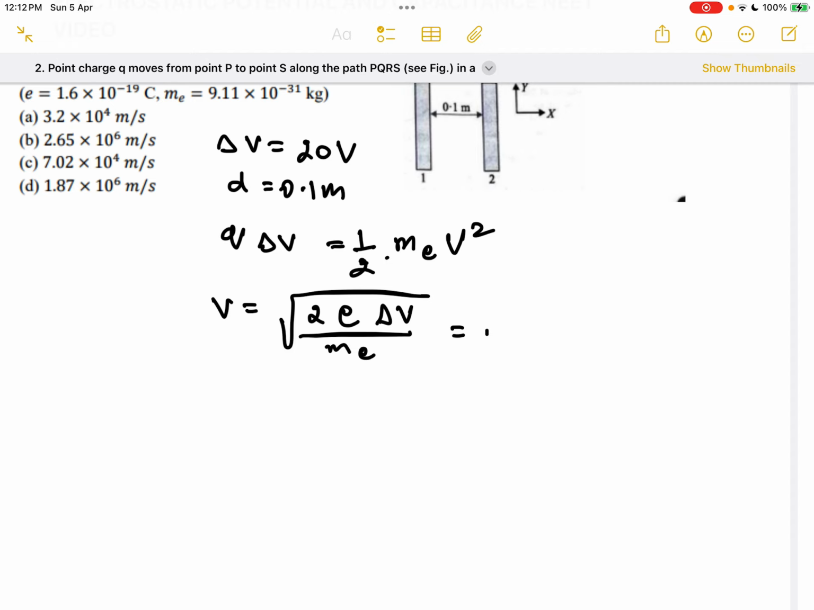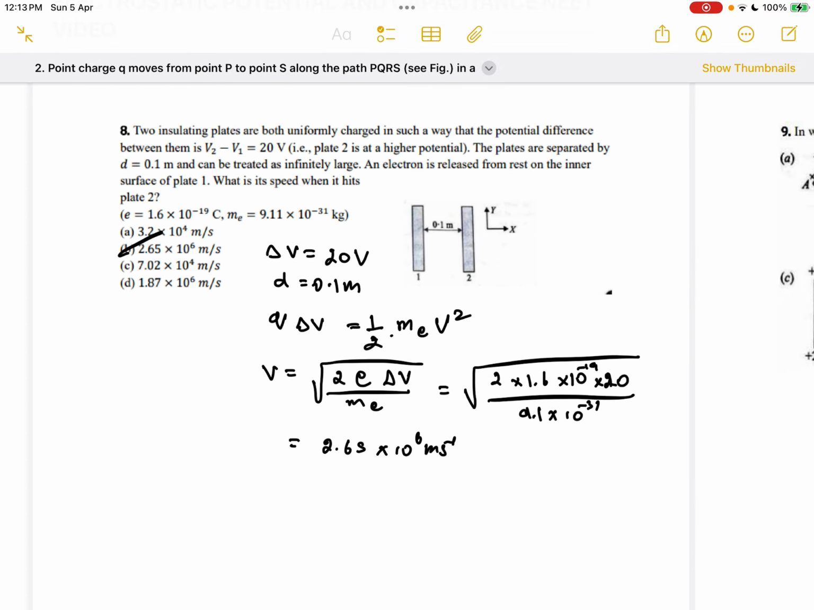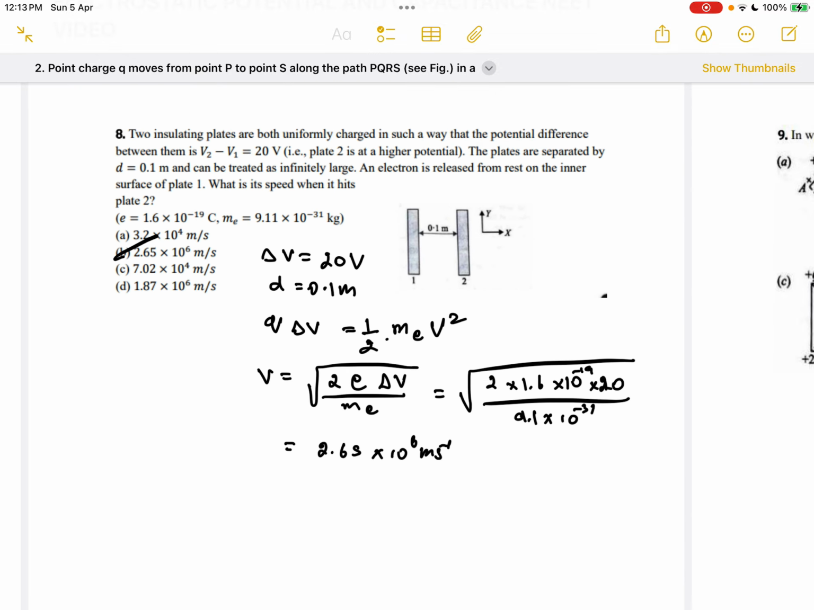Let us substitute it here. Root of 2 multiplied by 1.6 multiplied by 10 to the power of minus 19 into 20, because that's the potential difference, divided by m_e, which is 9.1 into 10 to the power of minus 31 kg. So the answer you get is 2.65 into 10 to the power of 6 meter per second. That's option B. So question number 8 is option B.